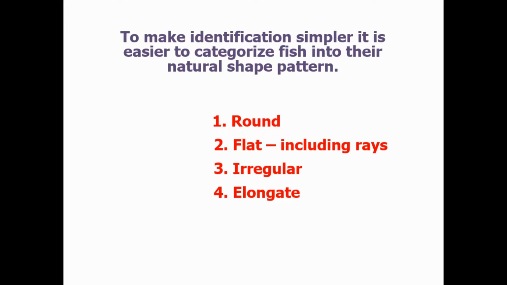To make identification simpler, it's easier to categorise fish into their natural shape pattern. So round fish, flat fish, which would include the rays, irregular fish, which don't fit into either of those categories, and elongates, which include all of the eel family.